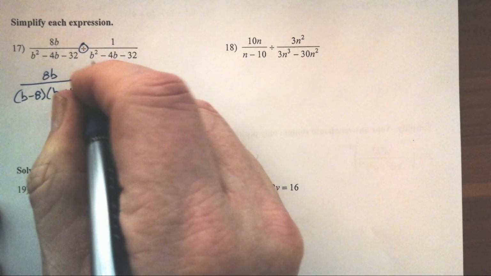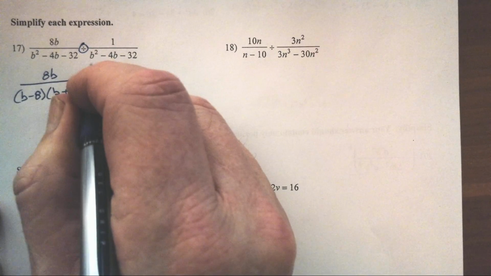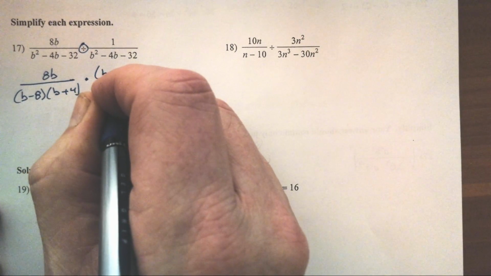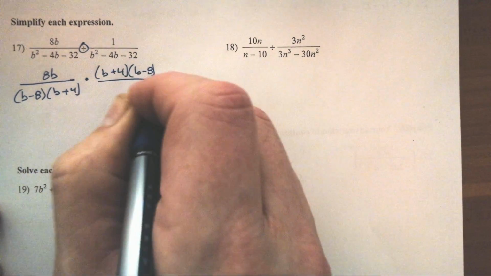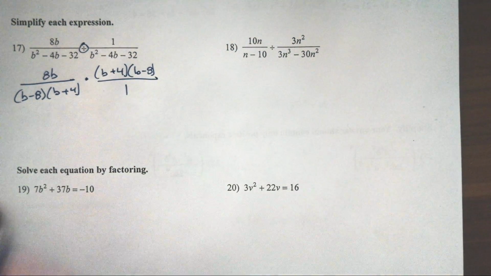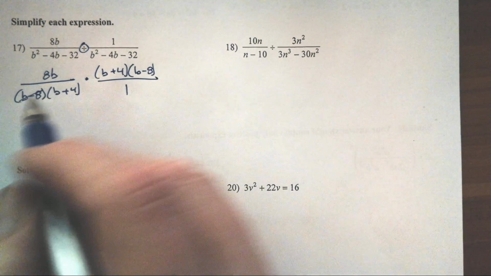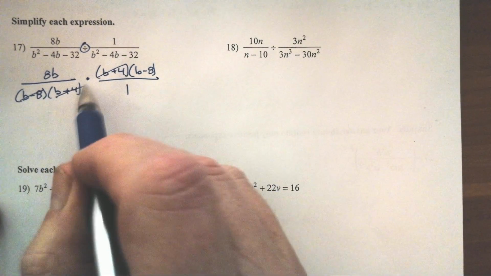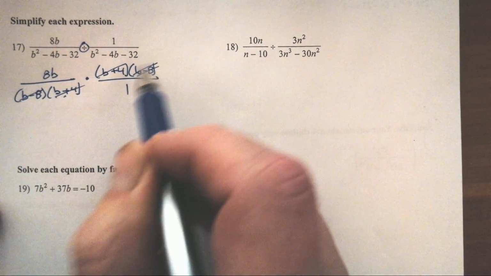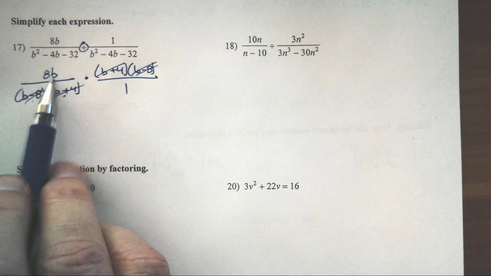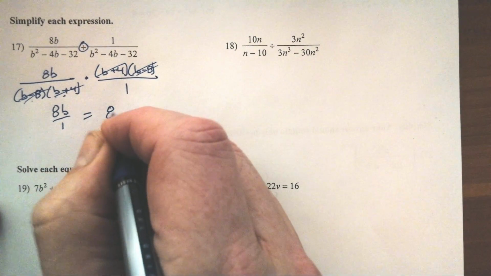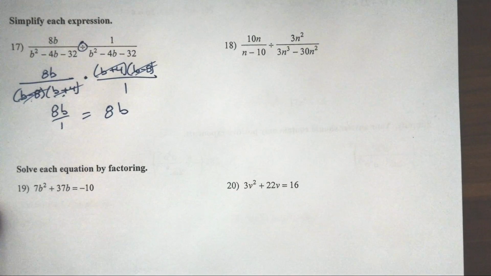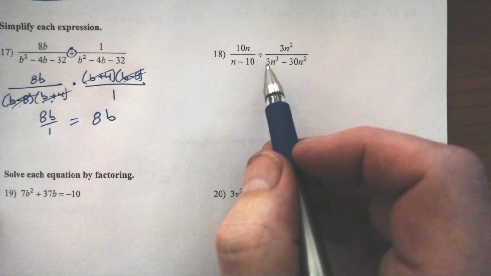And then flip this factor. This is also b plus 4 times b minus 8 over 1. And then we can say, well, this top cancels this bottom, and this top cancels that bottom, and I get 8b on 1, which is, of course, 8b. So you would do something similar here.